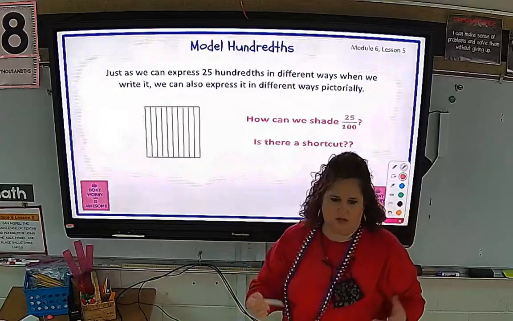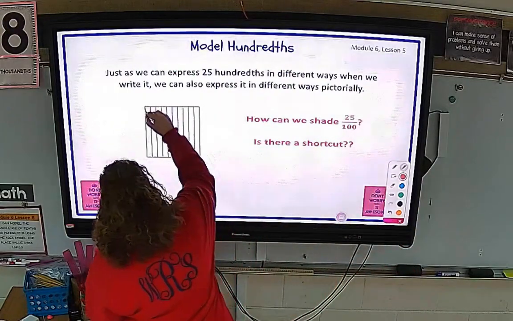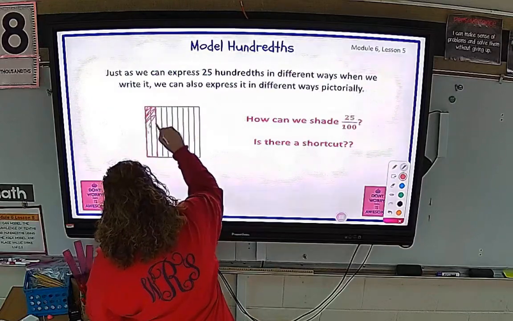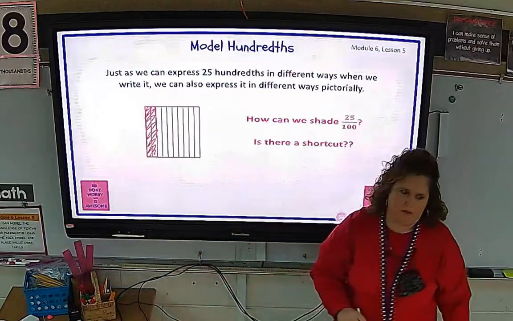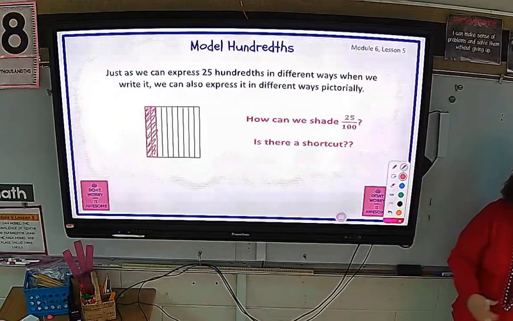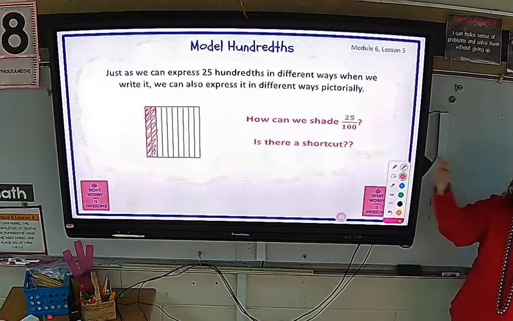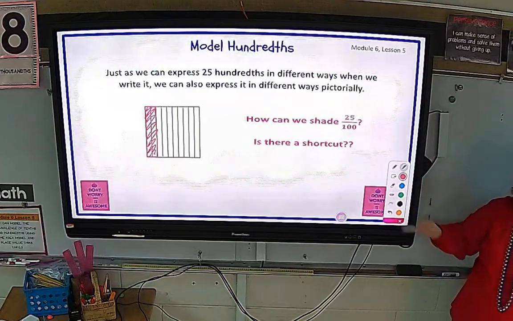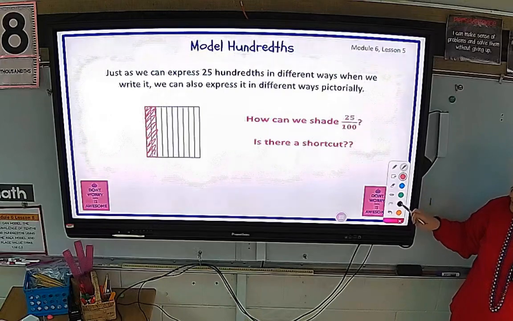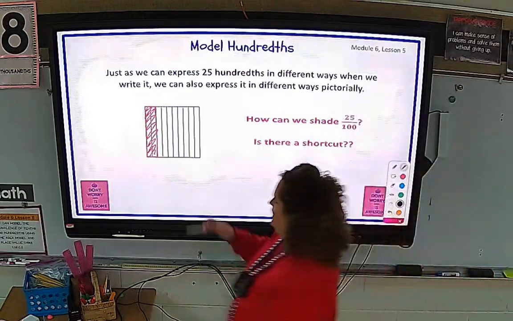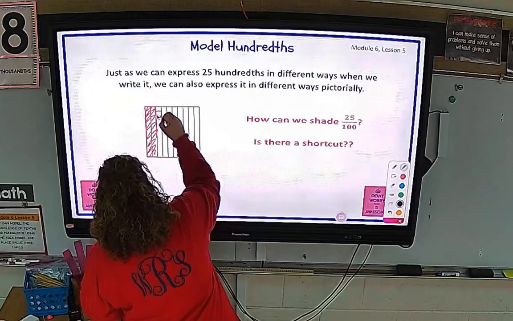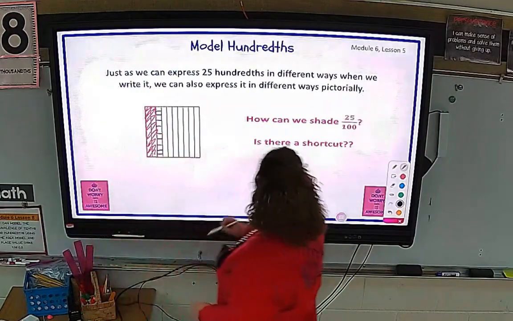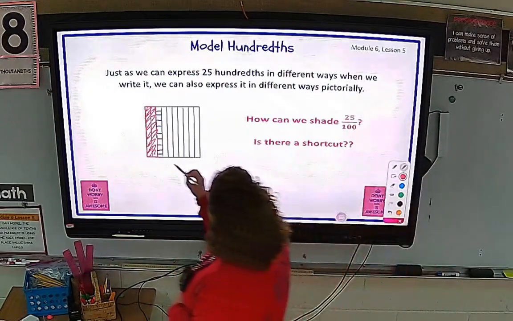So I know that this is 20. I just shaded in 2/10, but 2/10 is also 20 hundredths. I need 5 more hundredths. So I'm just going to cut one of these into 10 pieces, and I'm going to shade 5 of those.